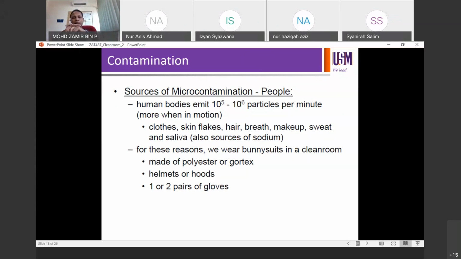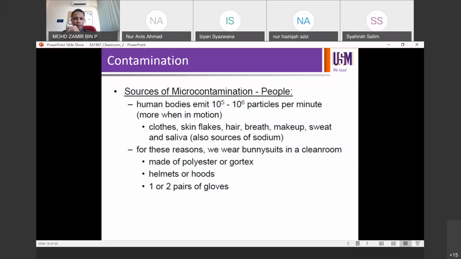So 1 minute is like millions of particles, times 60 minutes, times 4 hours, 5 hours. Because you are always in motion, right? You're checking this, checking that, checking wafers. So clothes, skin, flakes, hair, breath, makeup, sweat, saliva. Okay, so we have everything that we can use to contaminate the fab, right?